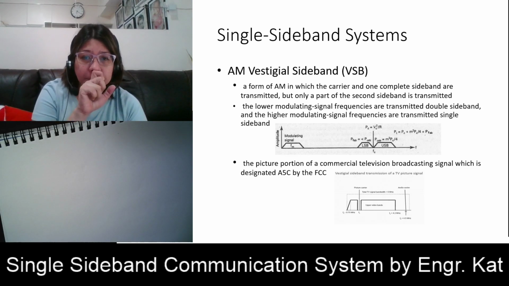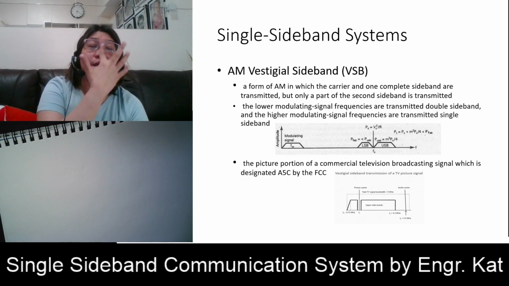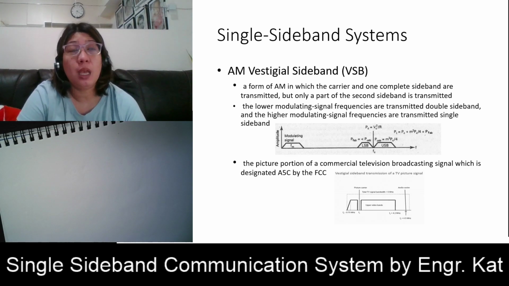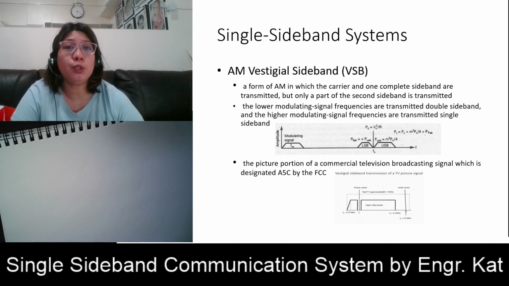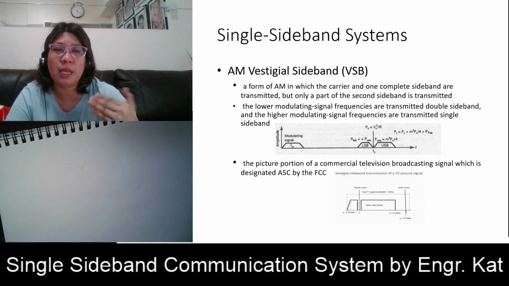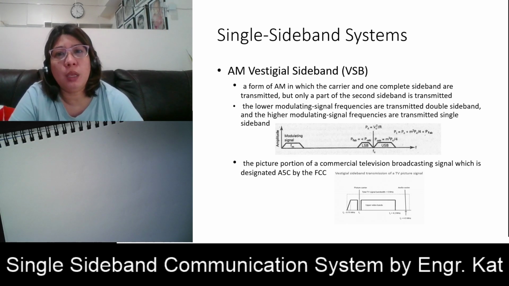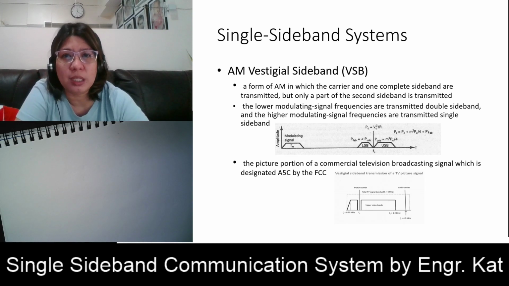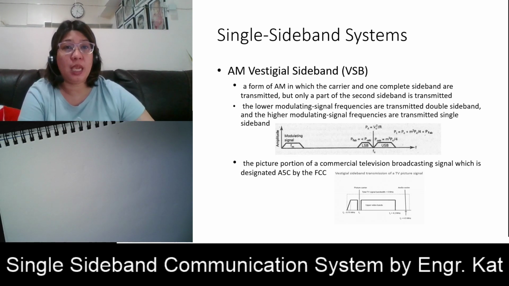Television signals are transmitted by FM and AM. The audio portion is by FM, or frequency modulation, while for the video they make use of a special type of AM, which is the vestigial sideband AM.